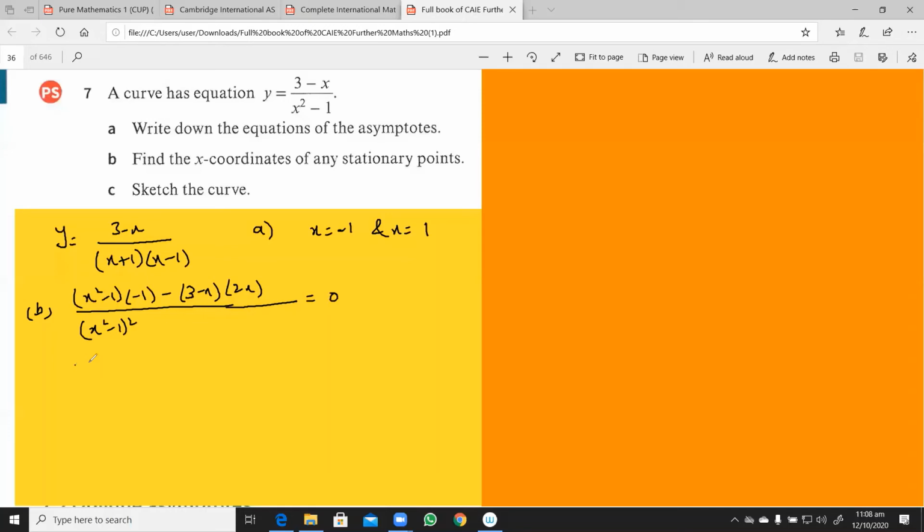So we have minus x squared plus 1 minus 6x plus 2x squared equal to 0. So I have x squared minus 6x plus 1 equal to 0. Can someone quickly solve this through the calculator and tell me what are these two values of x? So we got these two values of x. That means we have the turning points at these values of x, okay?